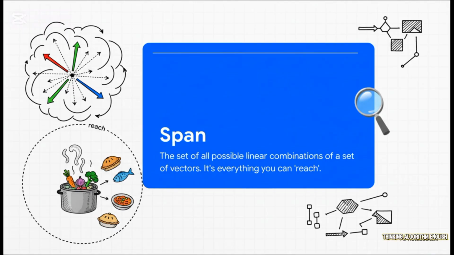The span is really just the collection of all the points you can possibly reach. It's every destination you can get to by stretching your vectors, shrinking them, adding them together, basically mixing them in every possible way. If your vectors are ingredients, the span is every single dish you could ever hope to cook.